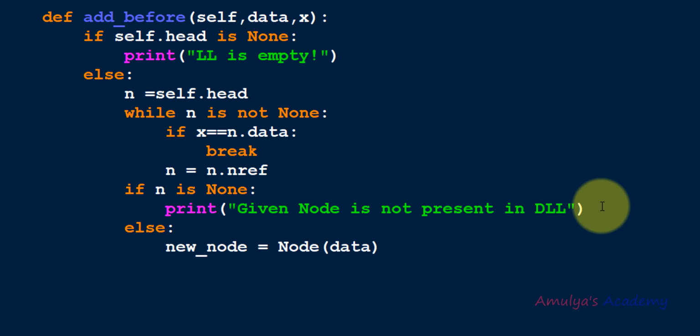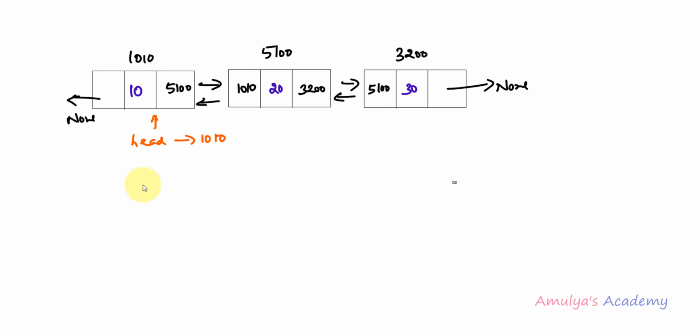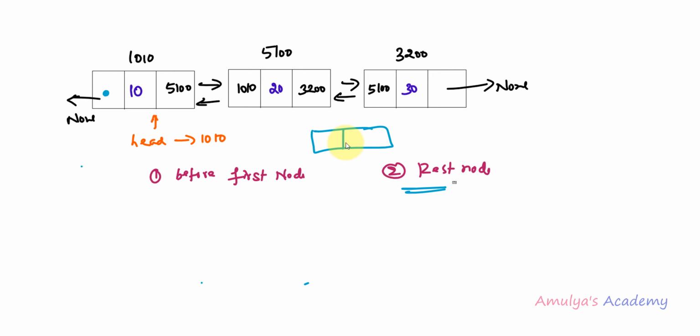data. Next, let's see. So here, as I said, you need to be careful about two things. One is whether you are adding the new node before the first node, or before the rest, that is the second node, third node, or the last node. So first, let's take this rest case. If I want to add the new node before the second node or third node or fourth node, what will happen? First step is you need to create the node like this. Create a node. nref and pref will point to none. So here, first you need to change nref and pref. So I'll take new node nref equal to new node, pref equal to. First I need to change these two.